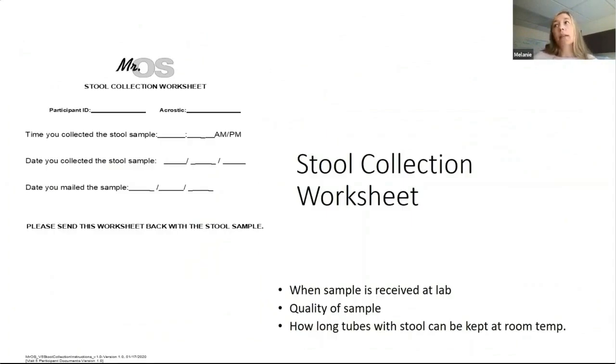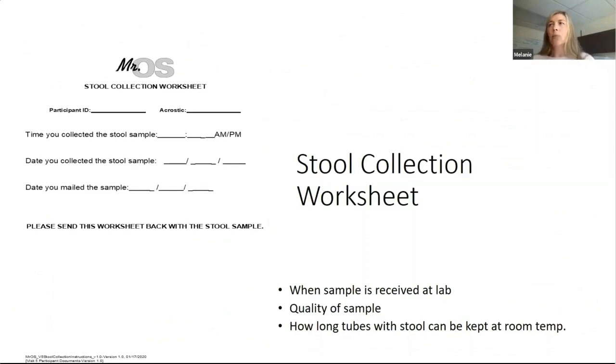So the study wanted to know how long it would take for the samples to travel door to door, the participant's home to our lab. We had one lab at the Portland site that received all of the samples from all the sites across the country. We constructed this collection worksheet that includes the time and the date the sample was collected, as well as the date mailed. And then when our lab received the samples, they would note the quality of the sample and the date the sample was processed.